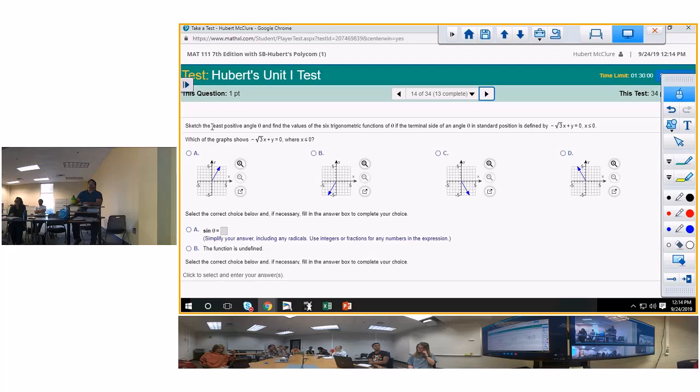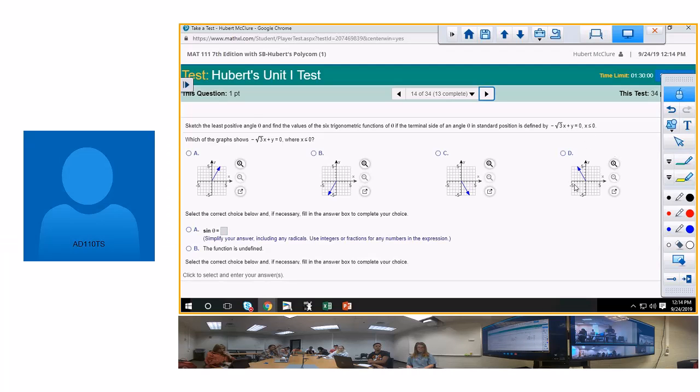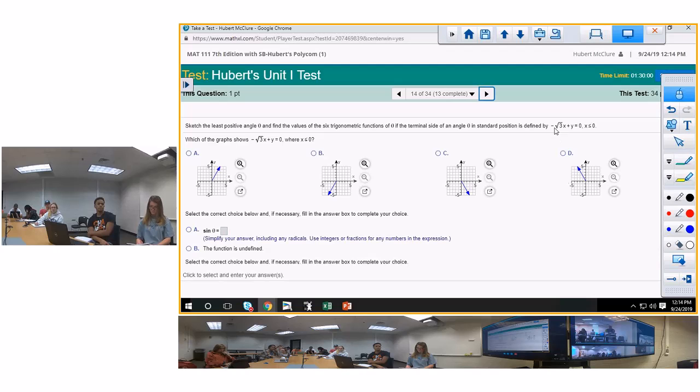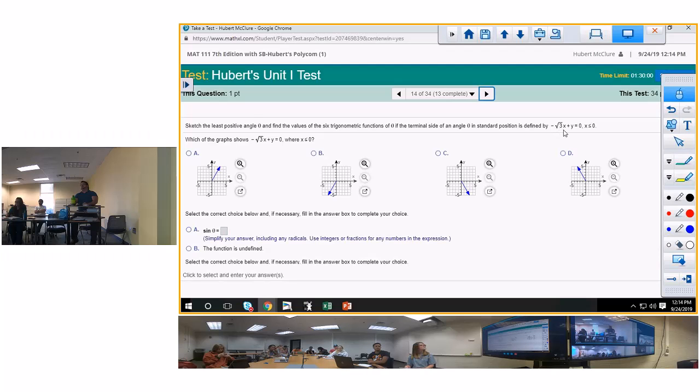All right, sketch the least positive angle and find the values of the 6 trigonometric functions for the angle whose terminal side, in standard position, is defined by negative square root of 3 x plus 1y equals 0. All right, where do you see negative 1.7x and 1y? Let's draw a picture.